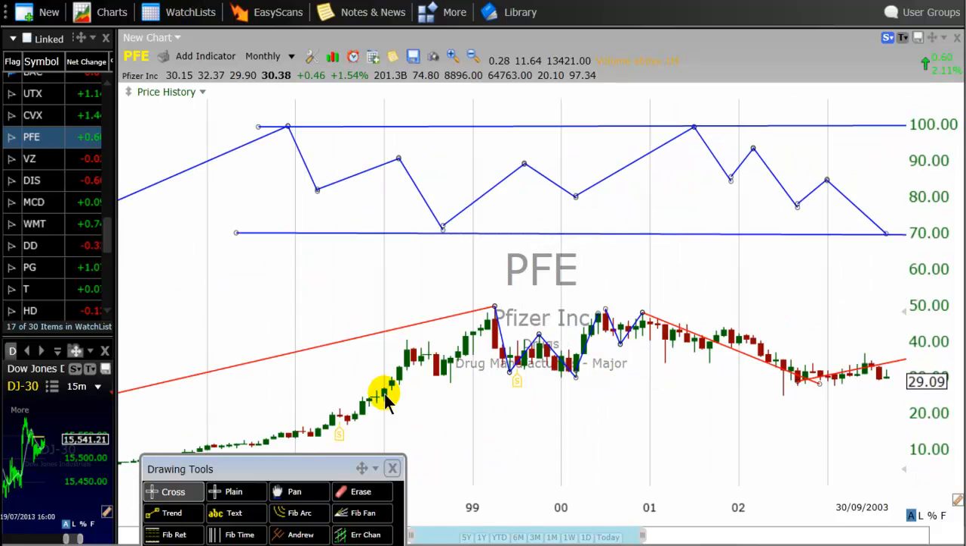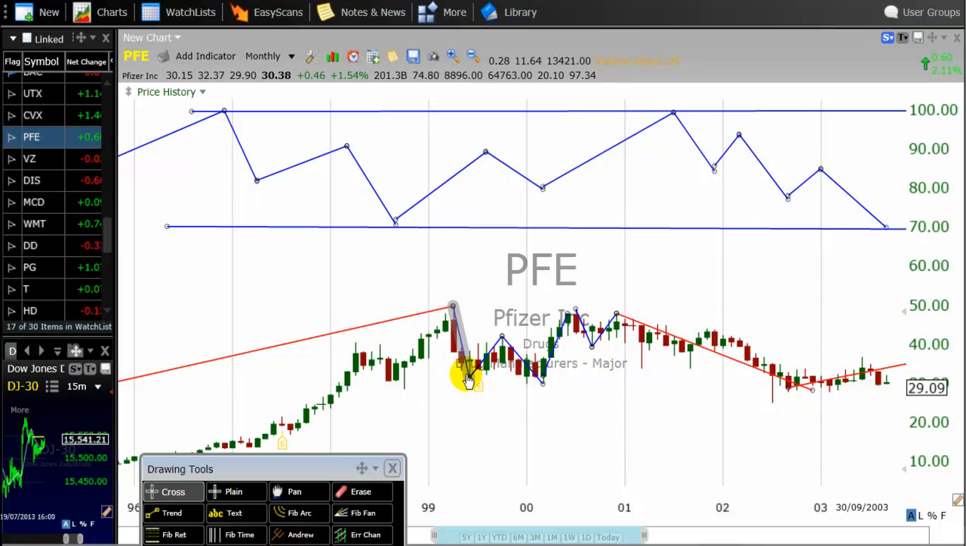So as you can see, there was a bullish trend. And then we have 1, 2, 3 for Pufizia. We are now on the monthly chart. And then 1, 2, 3 again. All right, you see now? 1, 2, 3.